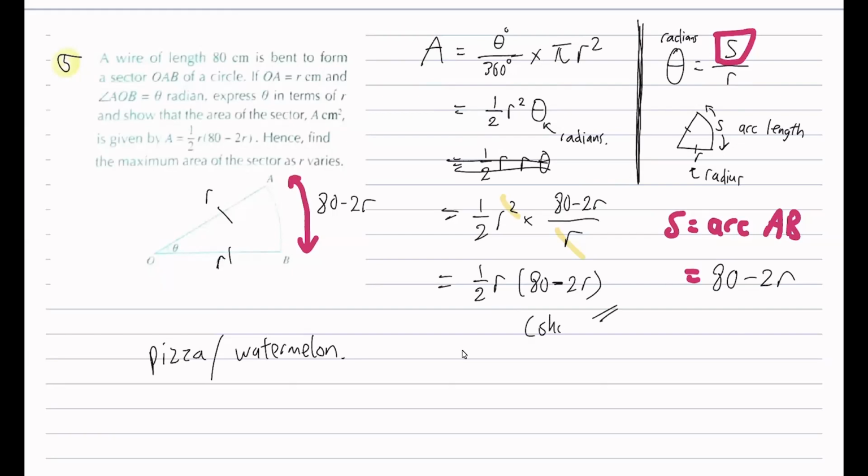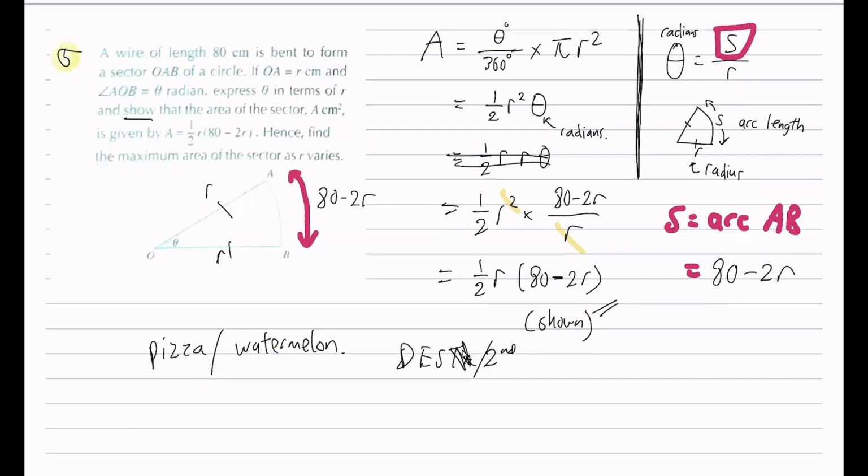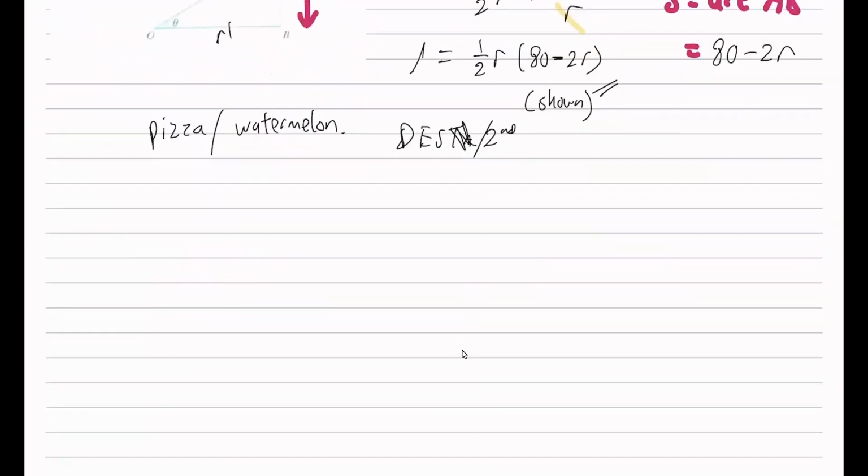Shown. They ask you to show, then you show, and answer back the question. So if you cannot solve this first part, never mind. They gave you the formula here already, then you can at least answer the second half of the question. Hence, find the maximum area of the sector as R varies. So again, first derivative test, or don't use a table, use the second derivative test, it's faster. So let's just proceed to do that.